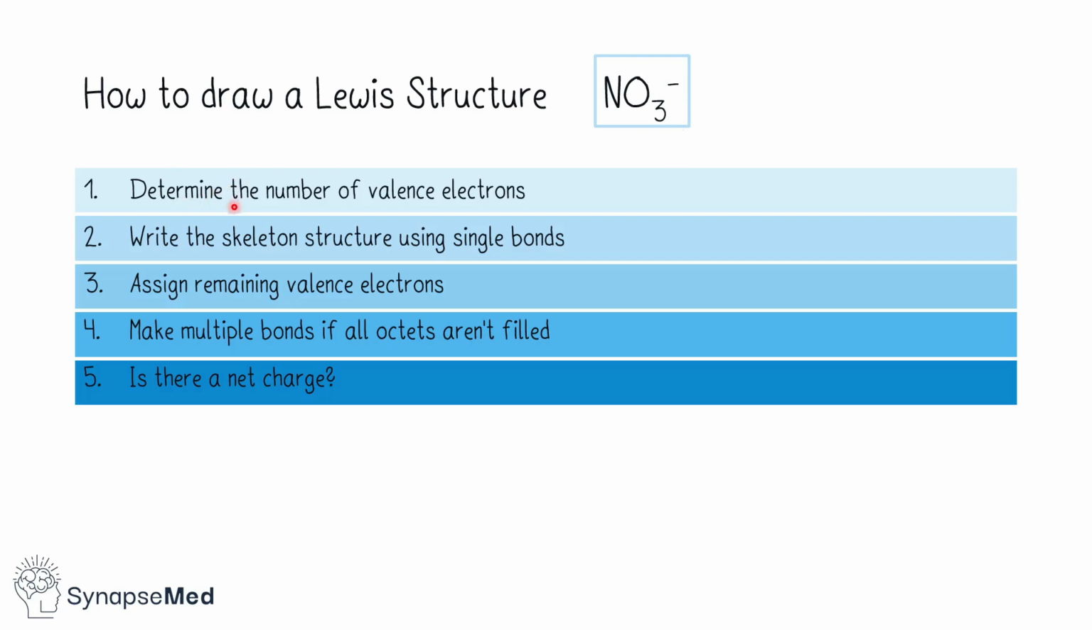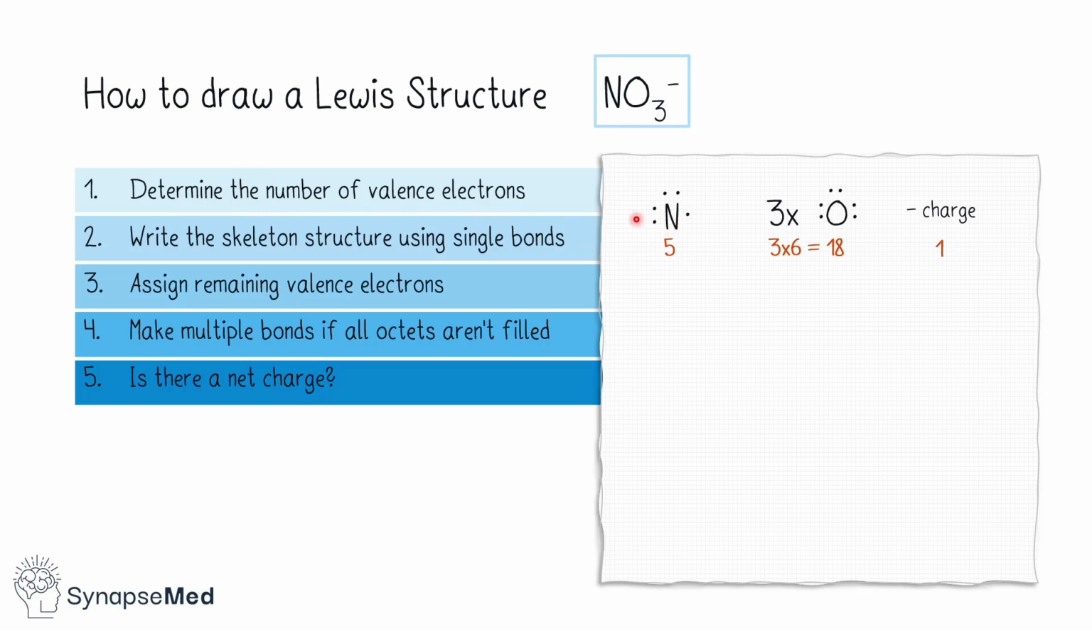The first rule is to determine the number of valence electrons. Nitrogen from the periodic table has 5 valence electrons, so we count 5. Oxygen has 6 valence electrons, and we have to take 3 times 6 because we have O3, so 3 oxygens. 3 times 6 is 18. And don't forget, we also have an overall charge of -1, which means we have 1 more electron, so we add 1 more. Overall, this yields 24 electrons used in the structure of nitrate.